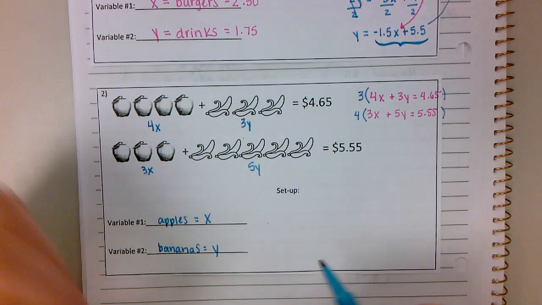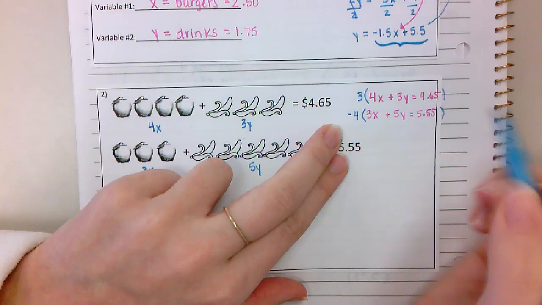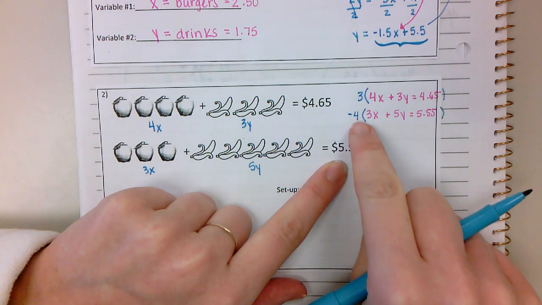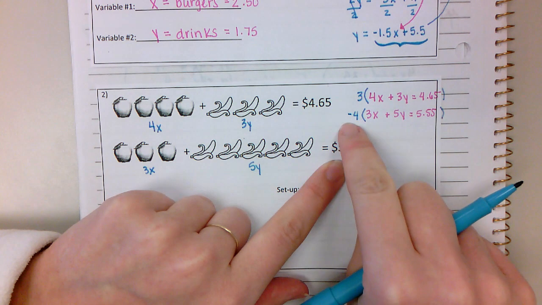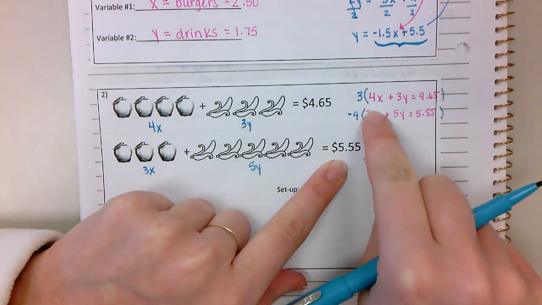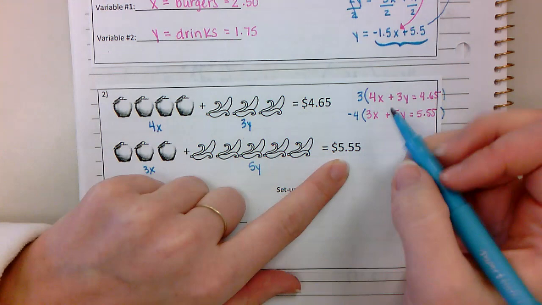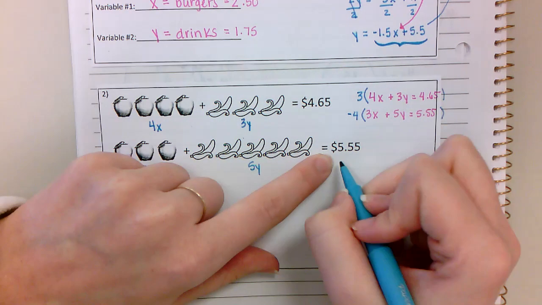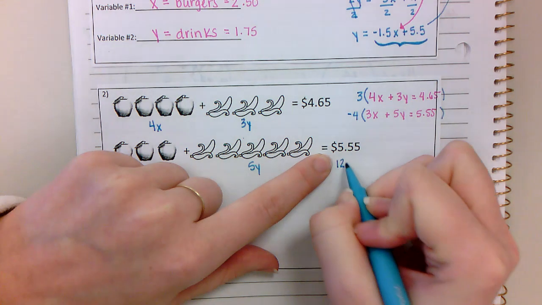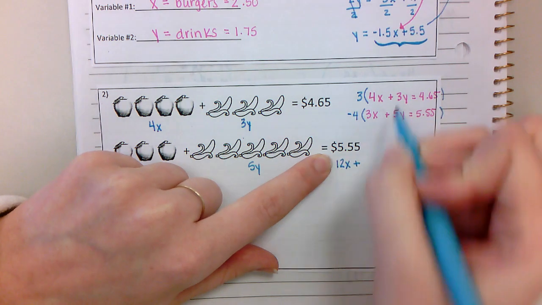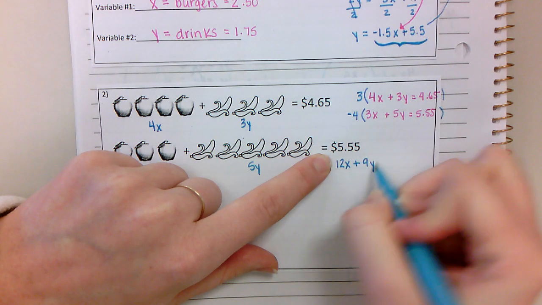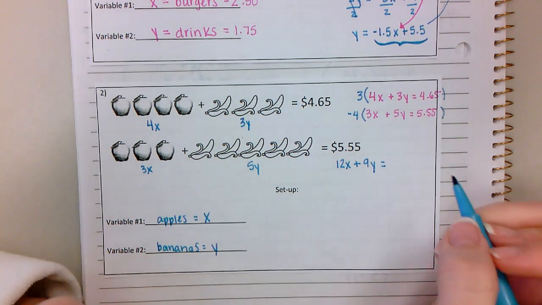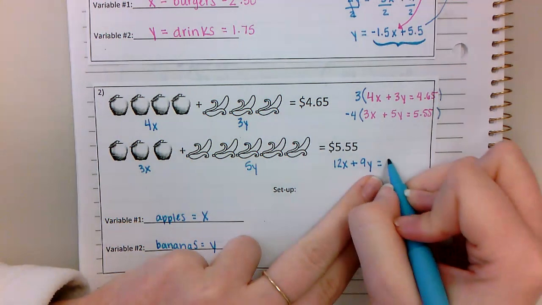One of these has to be the opposite sign though, so I'm just going to make this one negative. So when I multiply 3 times 4x, I get 12x, and when I multiply negative 4 times 3x, I get negative 12x. So then I can have those cancel out. So I'm going to move down here where I have a little bit more room. 3 times 4x is now going to be 12x. 3 times 3 is 9y. And then 3 times 4.65 is 13.95.